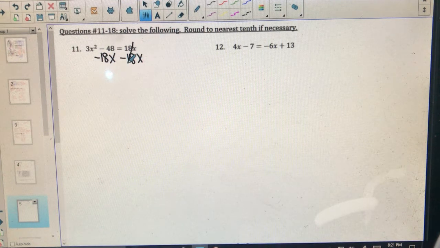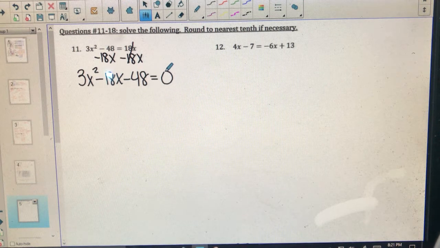Now the reason that I brought up the order right away is because I need to know what order to write these in. My highest exponent is 3x squared. Then I have my x term, which is a minus 18x, and then the minus 48 comes down, and now it's equal to 0. So I'm good to start factoring, or if you're using the quadratic formula, you're good to start using that. So for factoring, the first type of factoring you always look for is a GCF, and this one does have one. It's 3.